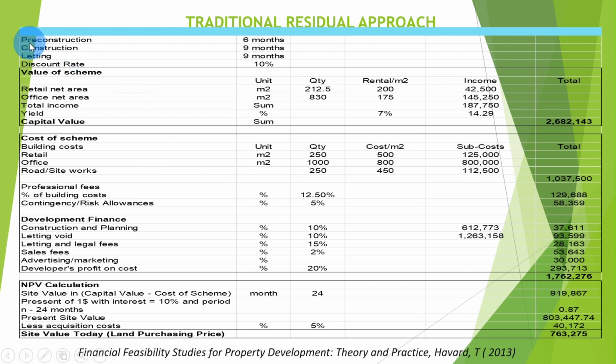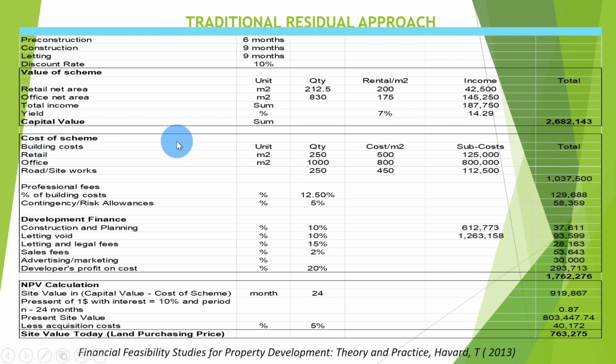So let's say the project has pre-construction of 6 months, construction 9 months, letting in 9 months, and a discount rate of 10%, and the value scheme is our property value after completion of construction. So we have the total scheme value of 2.6 million, by multiplying the total income of 185,000 by years' purchase. Years' purchase we calculate by dividing 1 over 7%, which we have discussed earlier.